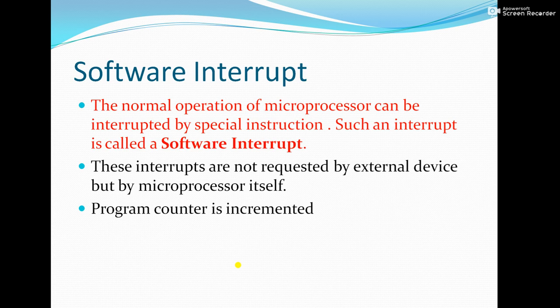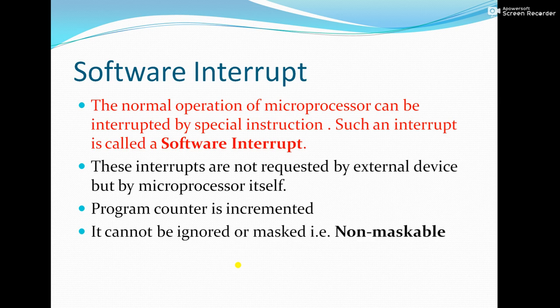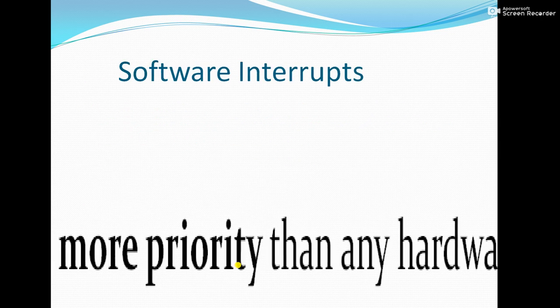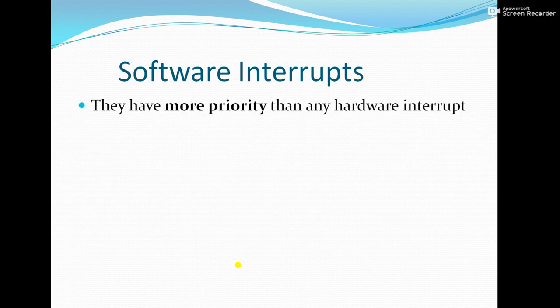Here the program counter is incremented. It cannot be ignored or masked. That is, all software interrupts are non-maskable. It does not improve the throughput of the system, means it does not improve the performance of the system. All the software interrupts have more priority than any hardware interrupt.